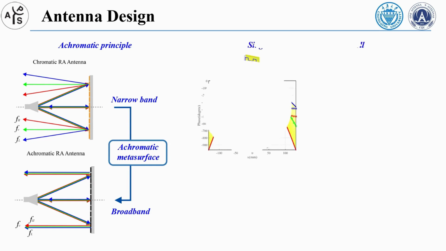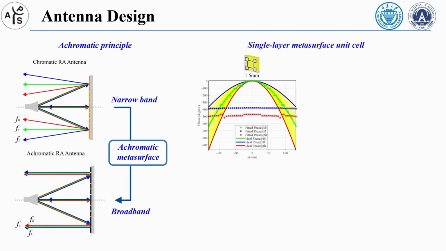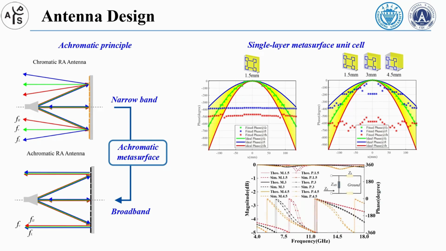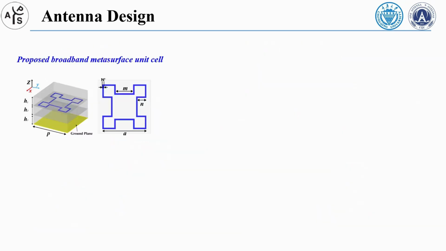The traditional single-layer unit cell can only compensate for the phase distribution at the center frequency. Changing the thickness can adjust its working frequency point. The corresponding equivalent circuit can verify this performance. Different from traditional elements, the achromatic metasurface lens not only requires to correct the phase, but also requires to control the group delay and the group delay dispersion.